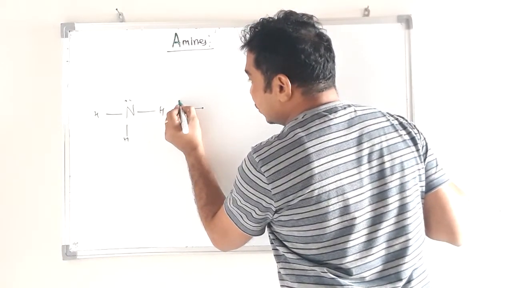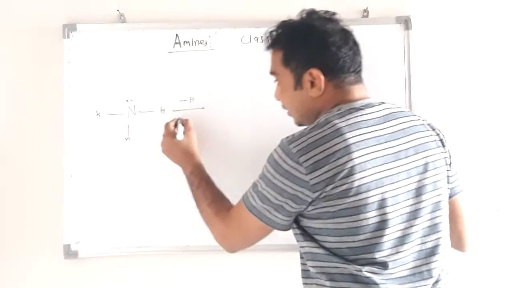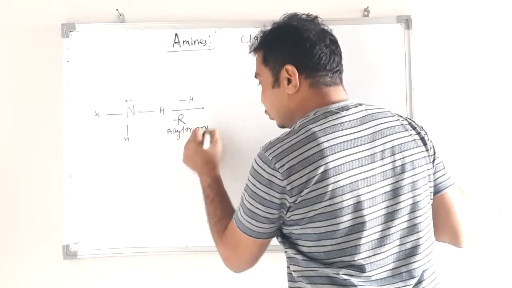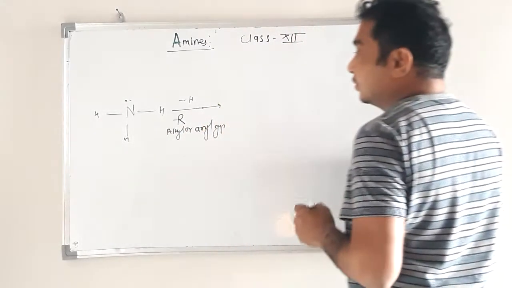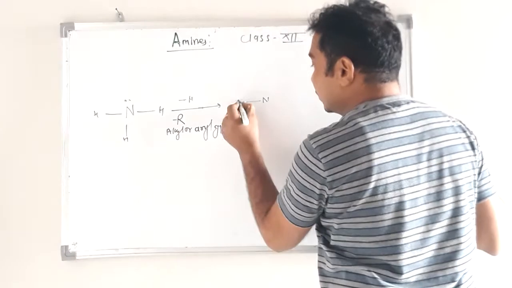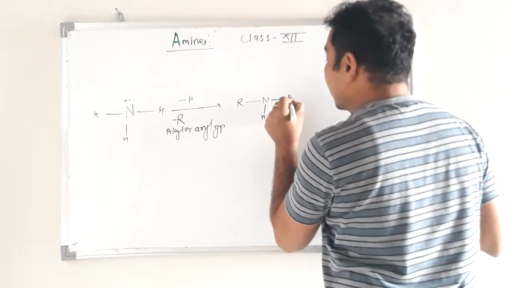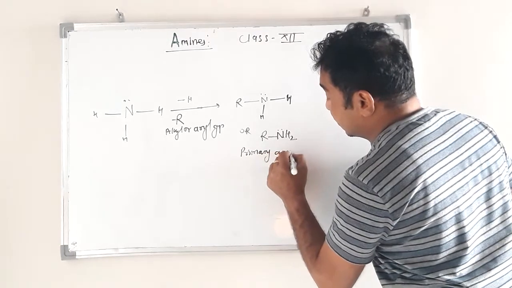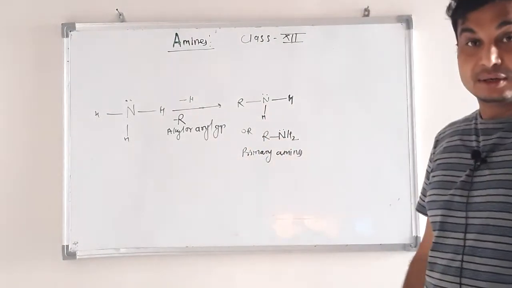If I replace one of the hydrogen atoms attached to nitrogen by an alkyl group R, or an aromatic aryl group, then we get RNH2. This resulting compound is known as primary amines. This is known as primary amines.